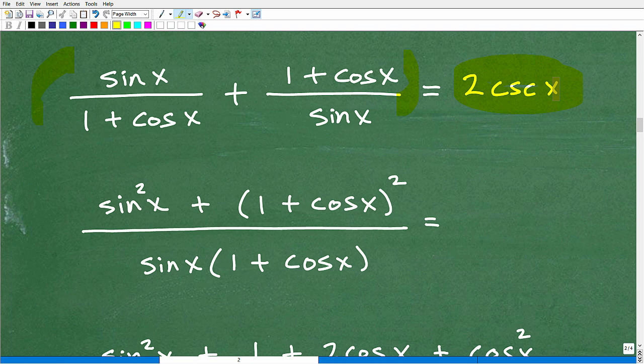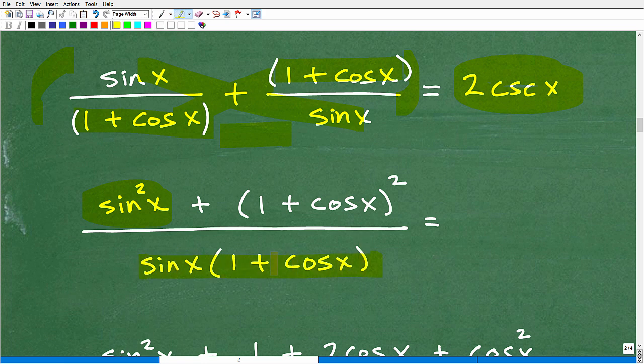So first things first, I'm going to add these fractions, and I'm going to use my lovely bow tie method. I'm going to take this times this, sine x times sine x, that's sine x squared, 1 plus cosine x times 1 plus cosine x. By the way, they don't have grouping symbols, but you need to be thinking in terms, this is a sum. Okay, so 1 plus cosine x times 1 plus cosine x is 1 plus cosine x squared. And then here I can get my denominator, which would be 1 plus cosine x times sine x. All right, so that's what this is down here.